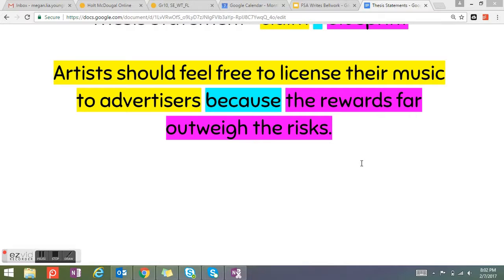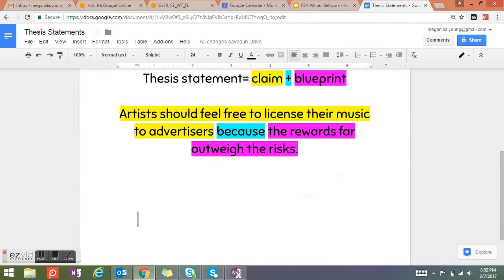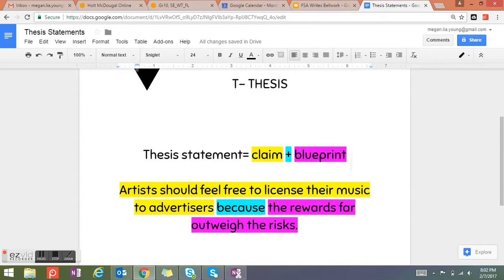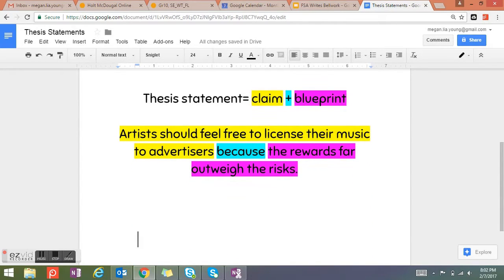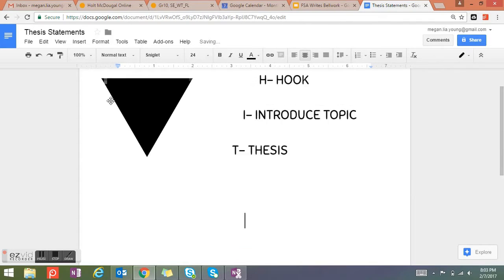So I'm going to color code my introduction paragraph for you, just like I did with the thesis statement. So you can kind of see where my hook is. You can see where I'm going to start introducing a problem gradually to my reader. And then you can see how I include the thesis.